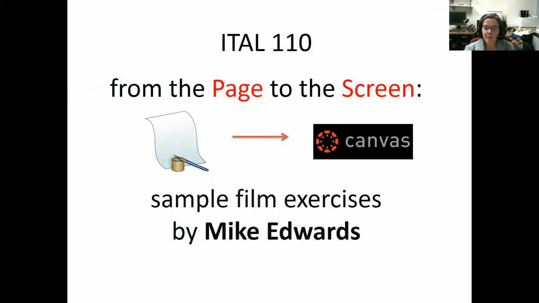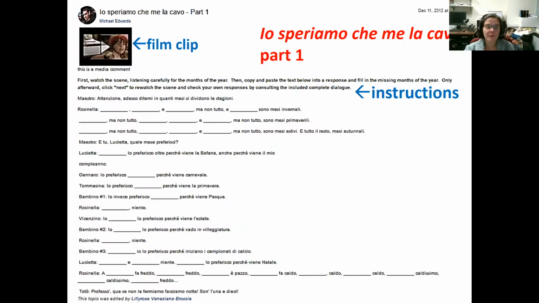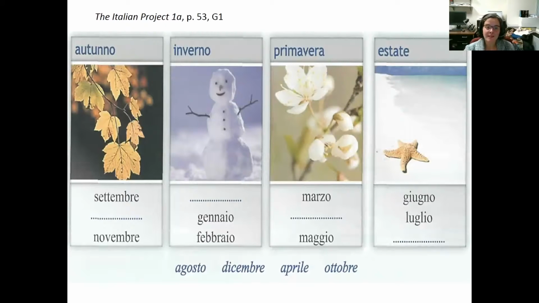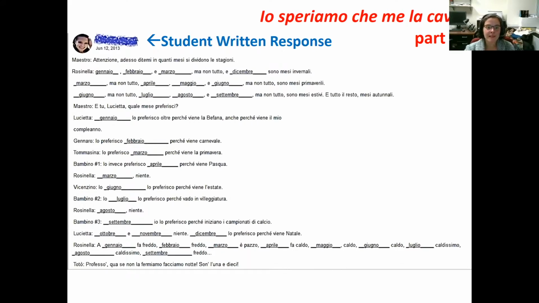One of the topics that you discussed this semester was adapting paper materials to the screen, and I had the help of a wonderful colleague in doing that for the online courses. This is a page from an Italian textbook. In order to reflect the same content, the seasons and the months, we used a clip from an Italian film where children talk about their favorite seasons and months, where they're asked to listen and fill in the blanks.